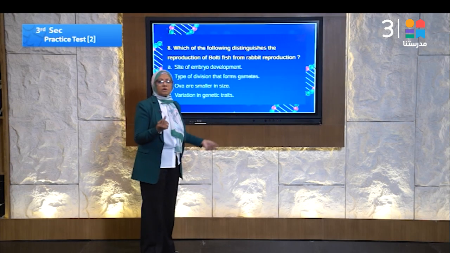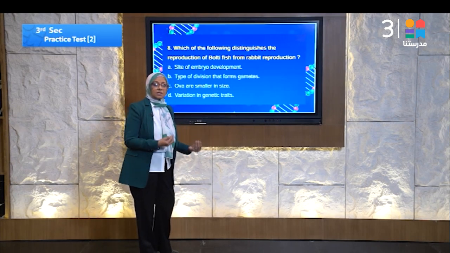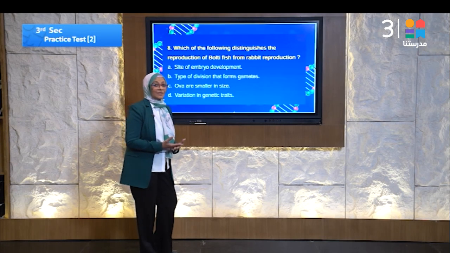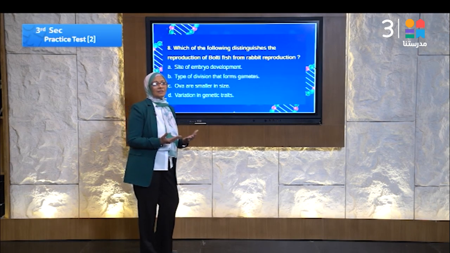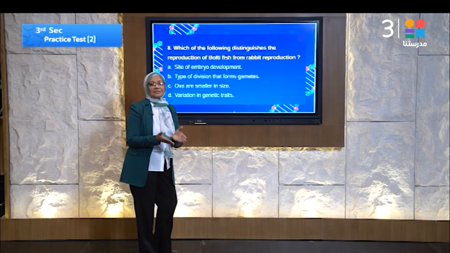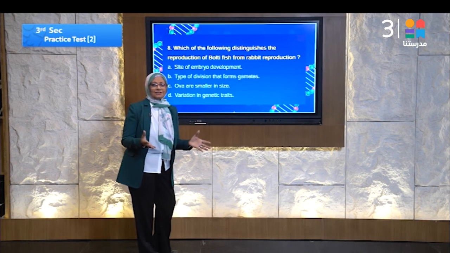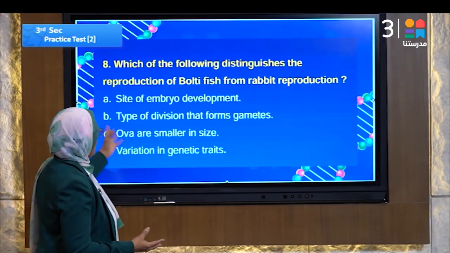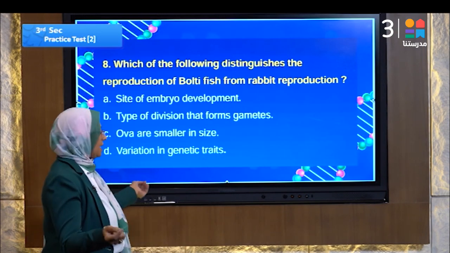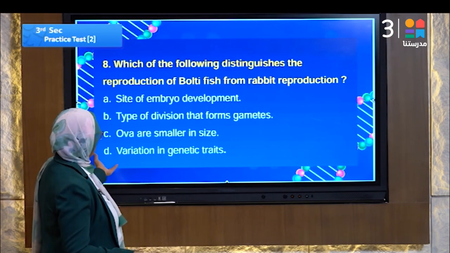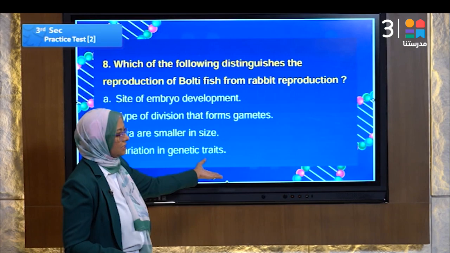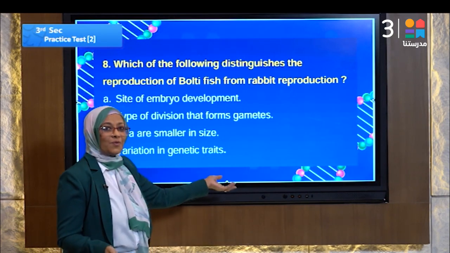Ova is only one cell, small in size in all living organisms except bird eggs, which are larger inside. Thank God for that, a large egg you can eat. No, all living organisms have ova with a small size in cell. D, variation in genetic trait. Let's go to the answer.